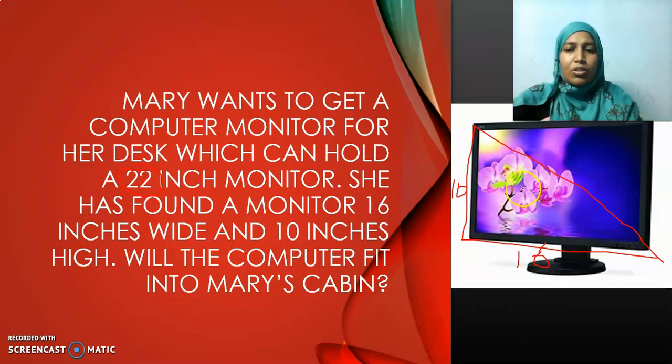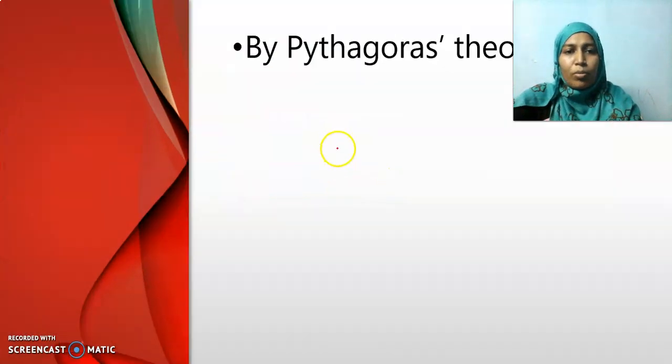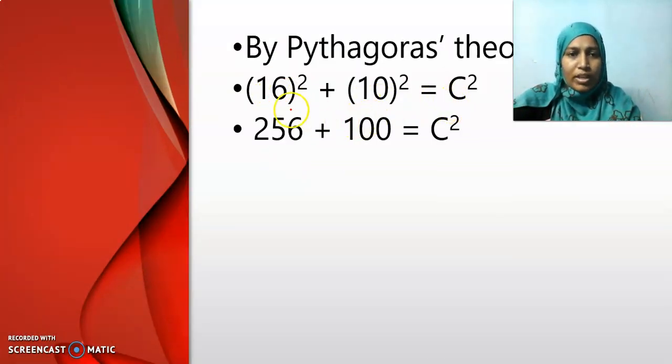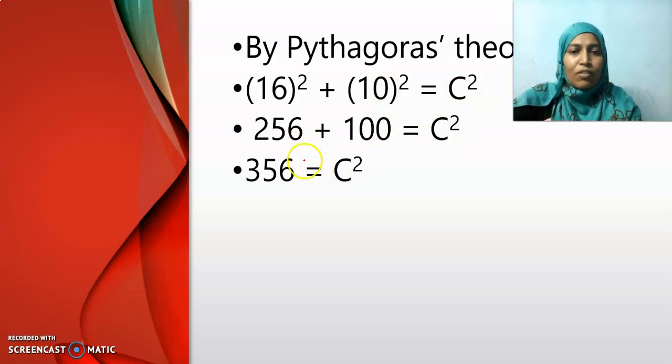Okay, children? So let me assume that this is C and I don't know what C is, and this is A and B. So by Pythagoras property, I have to square this: 16 squared plus 10 squared. So by Pythagoras theorem, 16 squared plus 10 squared is equal to C squared. 16 squared is 256 and 10 squared is 100, so C squared is 356. Do you know how to find the square root of 356?